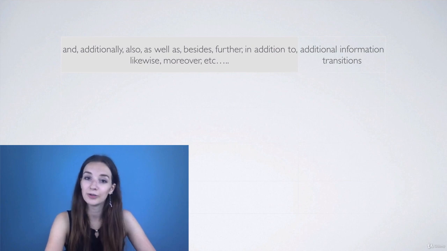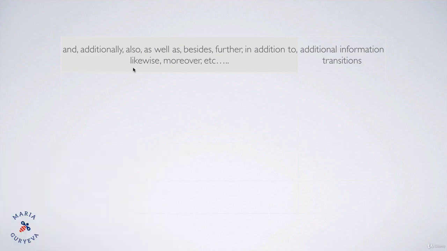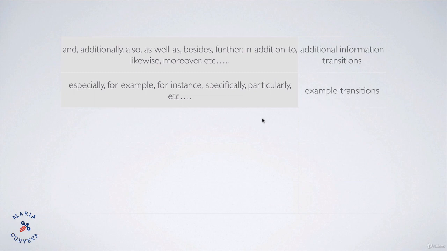The first transitions I want to talk to you about are additional information transitions. And these are, for example, such words as and, additionally, also, as well as, besides, further, in addition to, likewise, moreover, etc. So if you see these transitions, it means that after them, there will be additional information, all right? The next transitions are example transitions, such as especially, for example, for instance, specifically, particularly, etc. So if you see one of those words, then it means that this sentence is about the examples. So you need to know what is the logical place for examples, right?